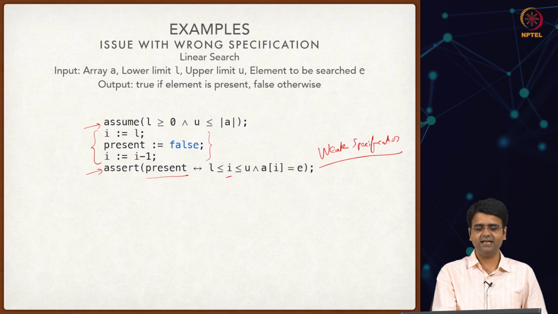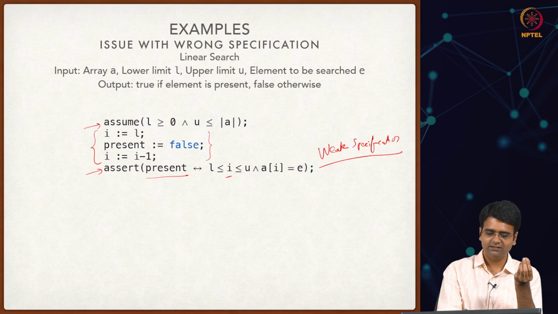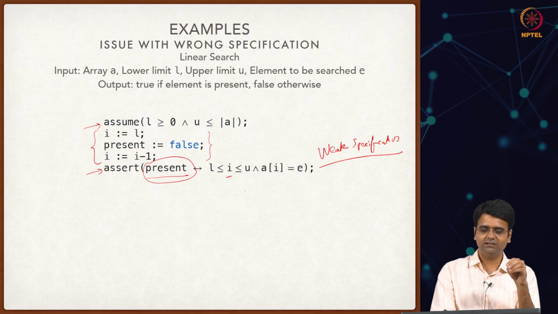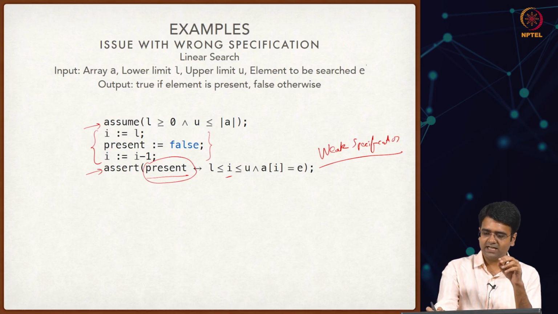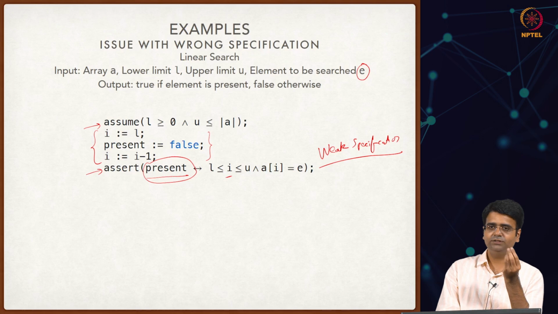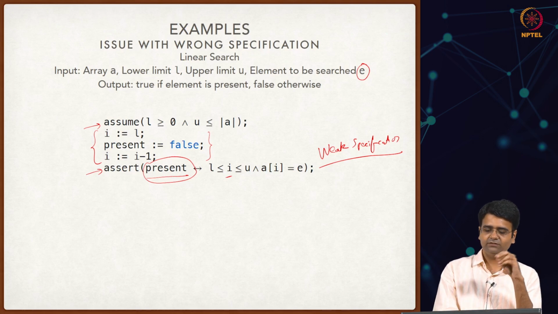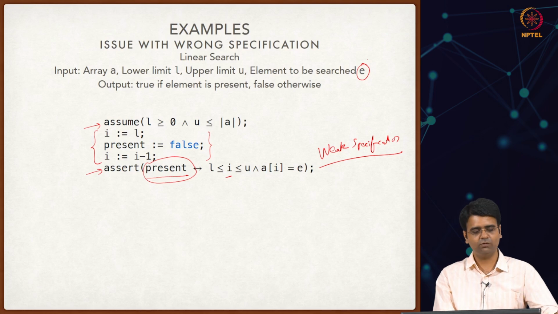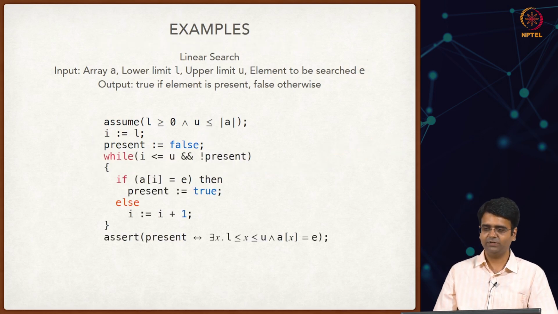It's not exactly expressing the programmer's intuition, the programmer's requirement, which is that this present variable should be false only if the particular element E is not present at any index I between L and U. So that is what we want to express. We want the present variable to be true if there is some index between L and U such that the value of the array at that index is E, and if there is no such index, then we want the present variable to be false. And here is that specification.